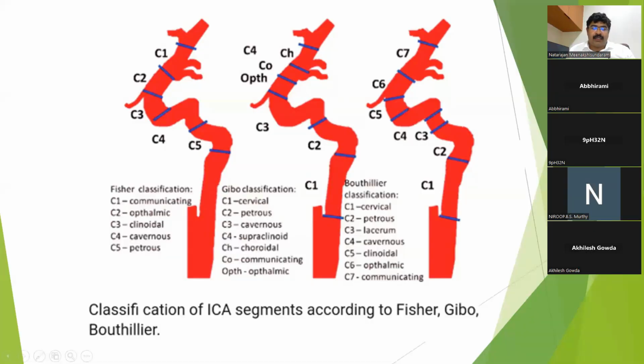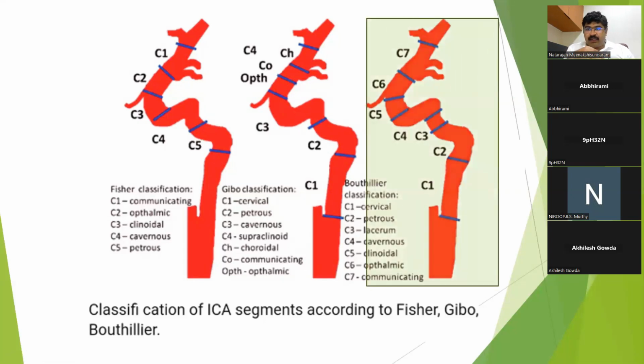For the internal carotid artery, there are classifications like the Fisher classification, Gibbo classification, and Boutillier classification. And there are still more, like the Van Leeuwen classification and others. These three are the commonest, of which the most important one is the Boutillier classification, because that is the one we practically use for our surgical approaches. And then there is the Fisher classification.